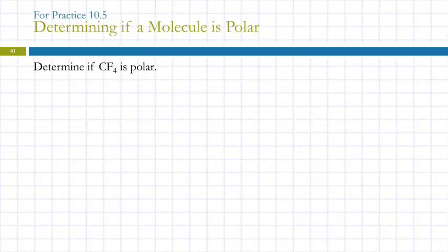So we're just going to use my shortcut instead of that vector addition stuff. So determine if CF4 is polar. We still have to start with the Lewis structure because we need to know, are there any lone pairs on the central atom? So put carbon in the middle and put the 4 fluorines around it and count up the electrons.